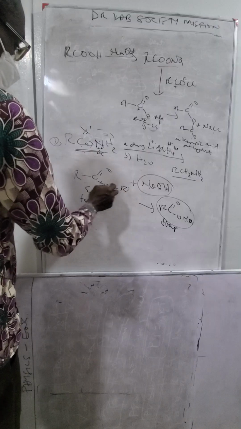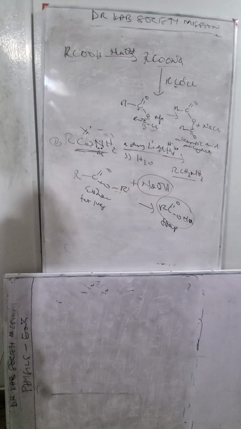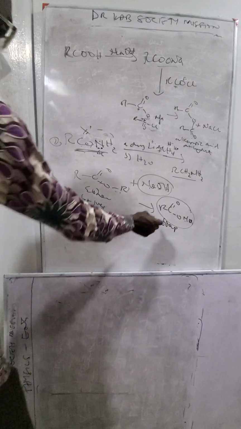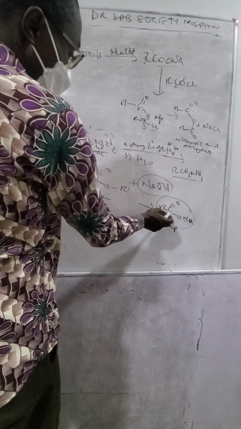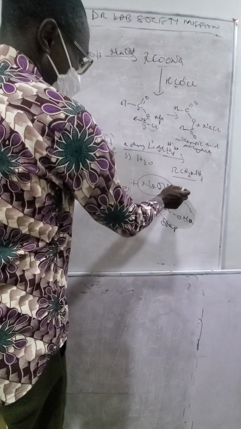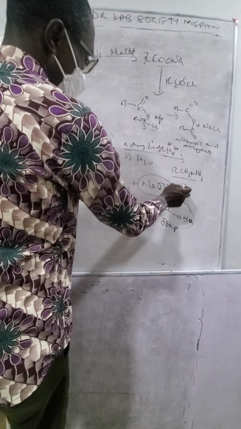And then whilst this one, the leaving group, can form the alcohol or the other components. But this is what we call the sodium alkanoate. So sodium alkanoate, the salt of alkanoate, becomes the soap. Okay.